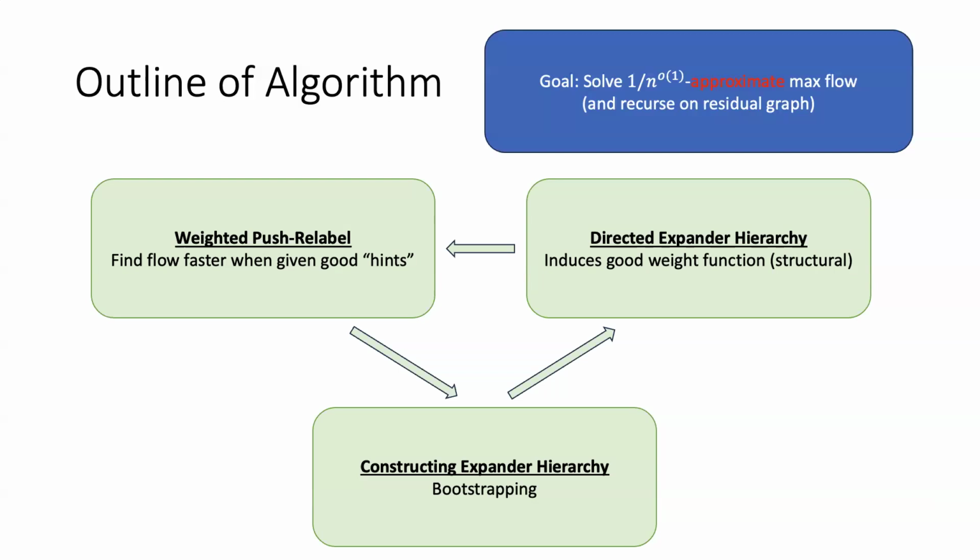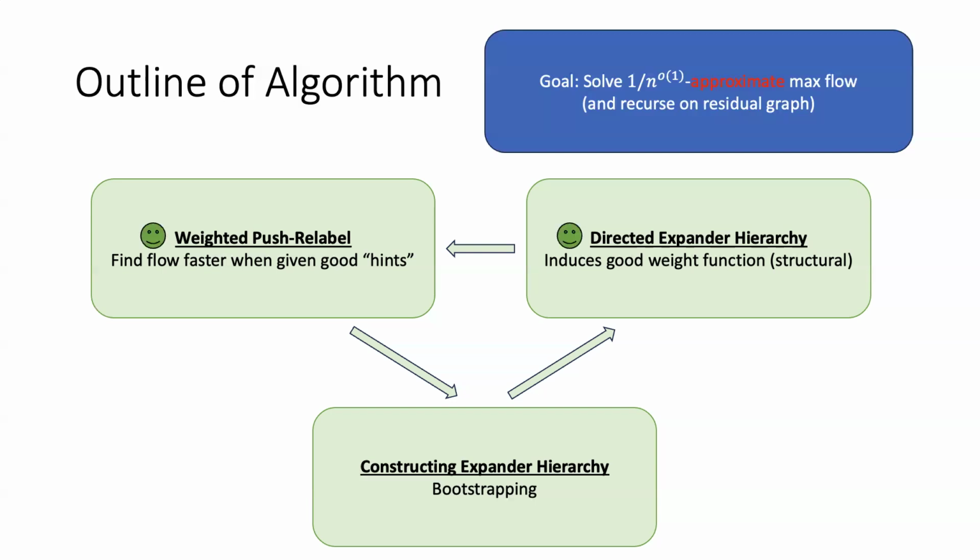So the very first flow problems will be very easy, so we can just use unweighted push label. But as the problems get harder and harder, we'll need more and more powerful flow algorithms. But luckily, because we have the lower levels of the hierarchy, it will give us a better and better weight function. Our weighted push label algorithm will become better and better and be able to solve harder and harder flow problems. And ultimately, in a few iterations, we'll be able to construct the full hierarchy that gives us a way to solve the original flow problem that we wanted to solve.